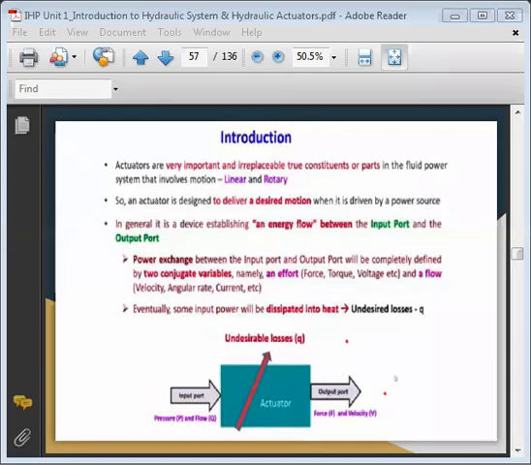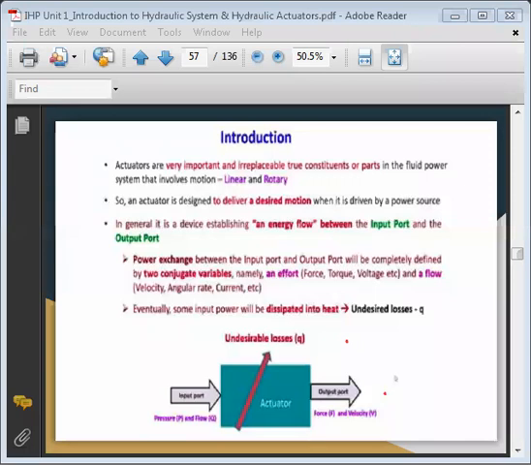Please remember this word. Actuators are designed for what purpose? To deliver a desired motion. Now, desired motion means what?